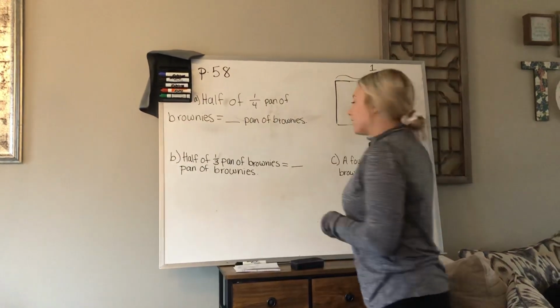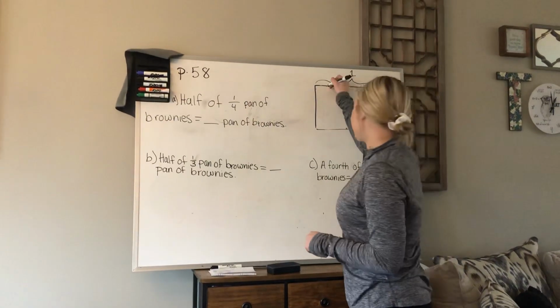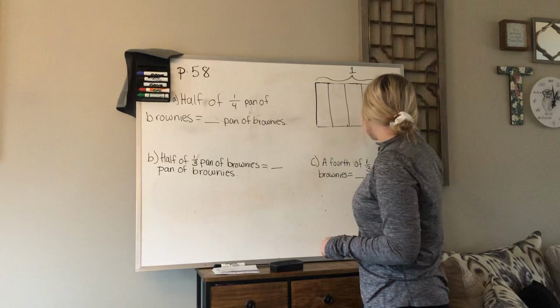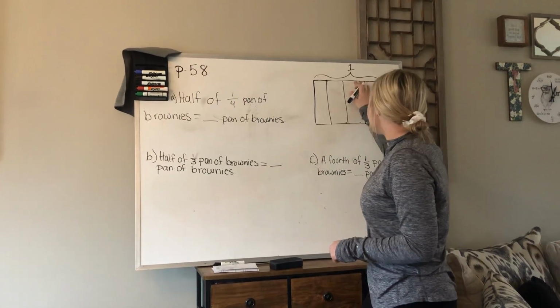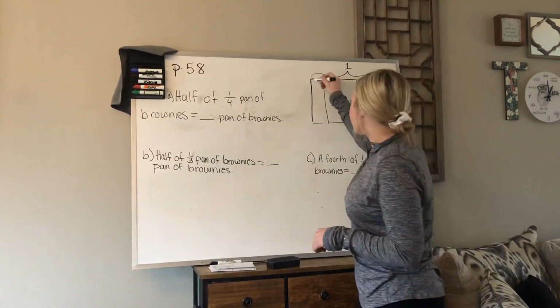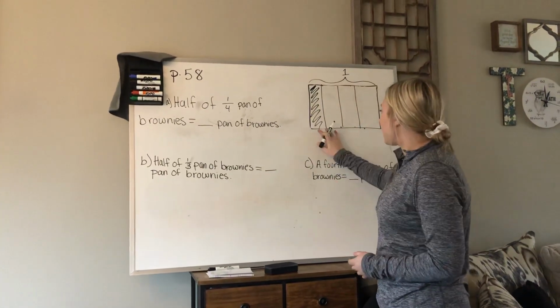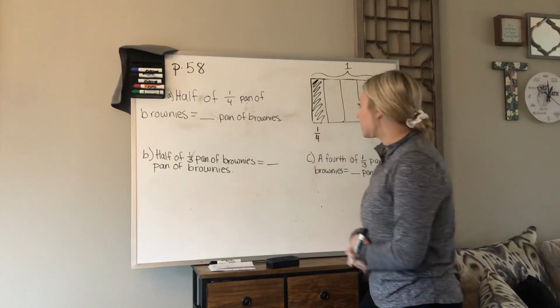So I'm going to come over here. They already did this drawing for you, and I'm going to split it up into fourths. Okay. So now that I have it split up into fourths, my picture is not as good as the one in the book. I'm going to shade in 1/4 of the pan. So here I'm going to shade, shade, shade. And then I'm going to label it. This is 1/4. 1/4 of the pan.